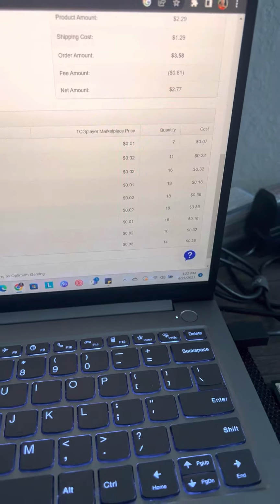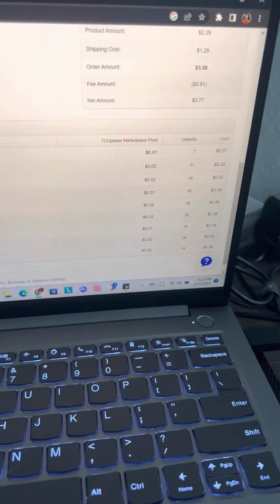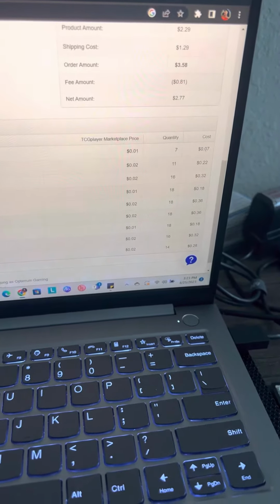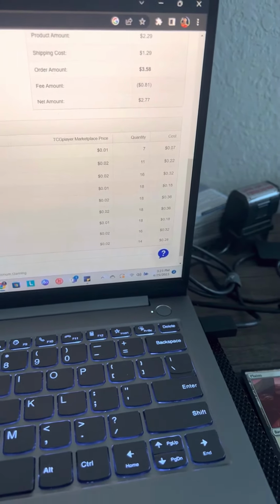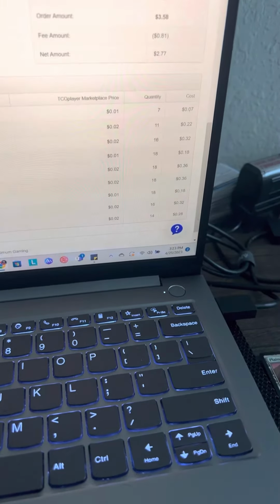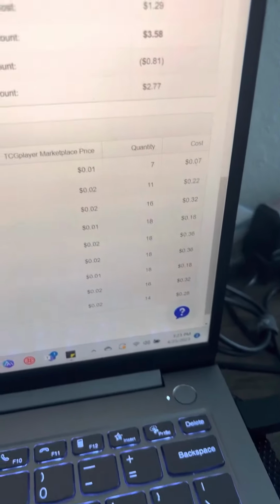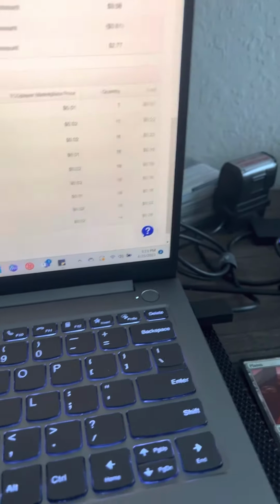I've talked to them about this before, how they should have tiered shipping options, where if there's a certain amount of cards, it should fall into a different tier. It's not fair that as a seller, I have to pay over $4 to ship this order when I only received $2.77 compensation.